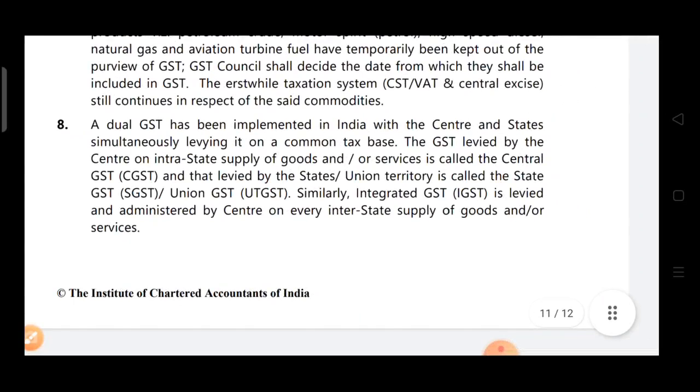A dual GST has been implemented in India with the center and state simultaneously levying it on a common tax base. The GST levied by the center on intrastate supply of goods and/or services is called the CGST, and that levied by states or union territory is called SGST or UTGST. Similarly, IGST is levied and administered by the center on every interstate supply of goods and/or services.